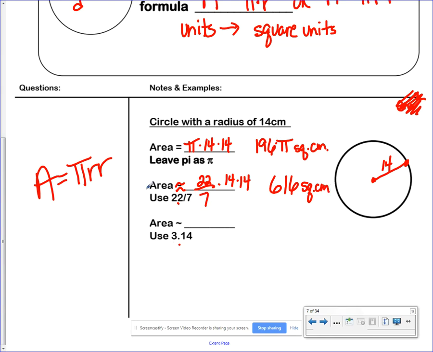If I asked you to go ahead and use 3.14 instead, then you would just take that handy dandy calculator, say 3.14 times 14 times 14. And when you do that, you'll notice I'm going to get something really close to 616, usually just a skosh less, because this estimation of pi is a little bit bigger. It's 3.1428, I think, and this is just 3.14. 615.44. There we go. Square centimeters.